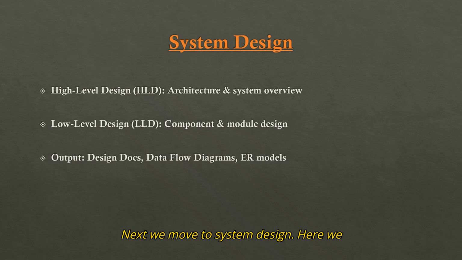Next, we move to system design. Here, we create the high-level design which maps out the architecture and overall system structure. Then we dive deeper into low-level design, detailing components and modules. This phase outputs important design documents including data flow diagrams and entity relationship models.